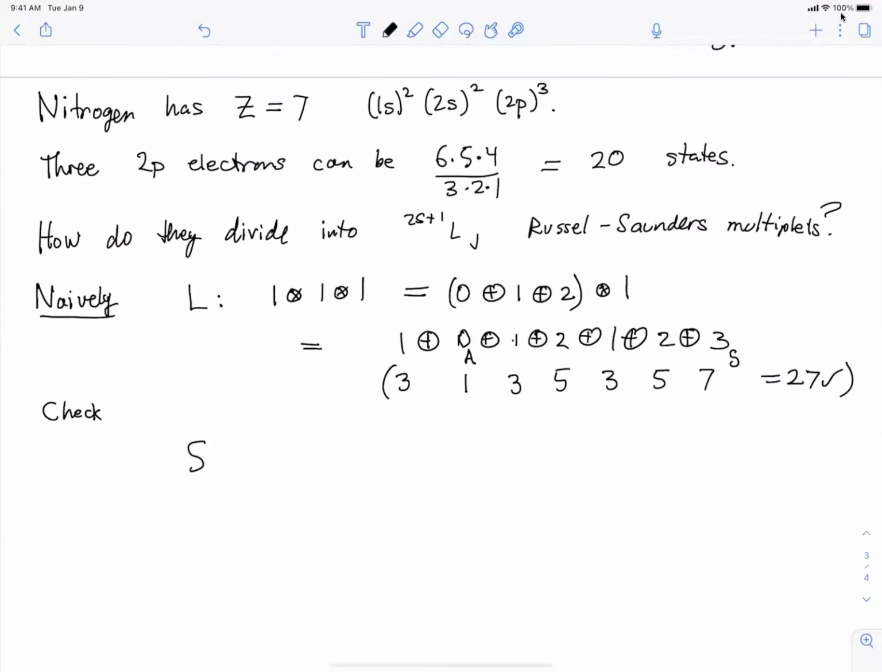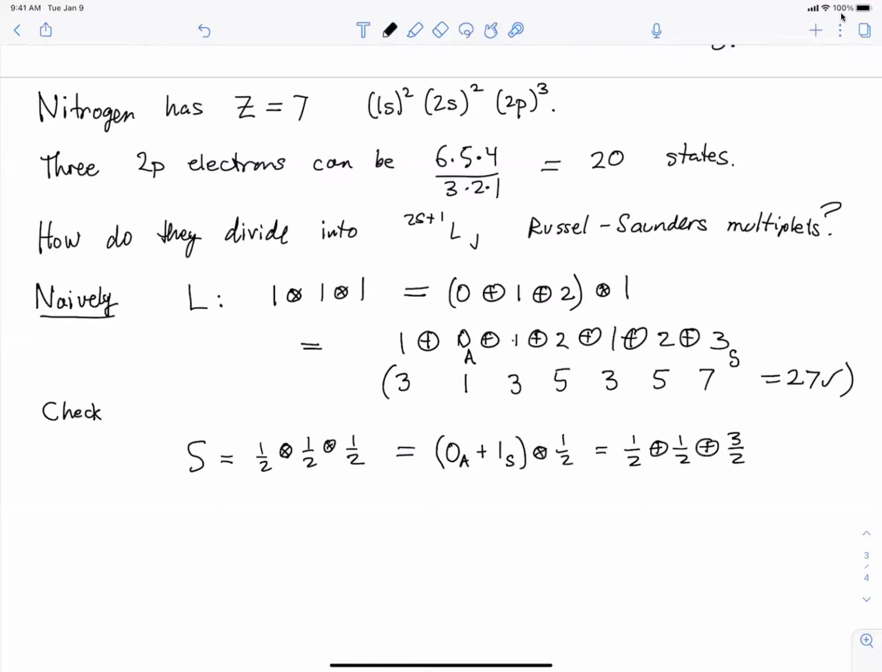And now for the spins, we have 1/2 tensor product 1/2 tensor product 1/2. Okay, and so if I combine the first two, there's a 0 antisymmetric plus a 1 symmetric, which I'm then combining with another spin 1/2. So that's going to give 1/2 plus 1/2 plus 3/2.